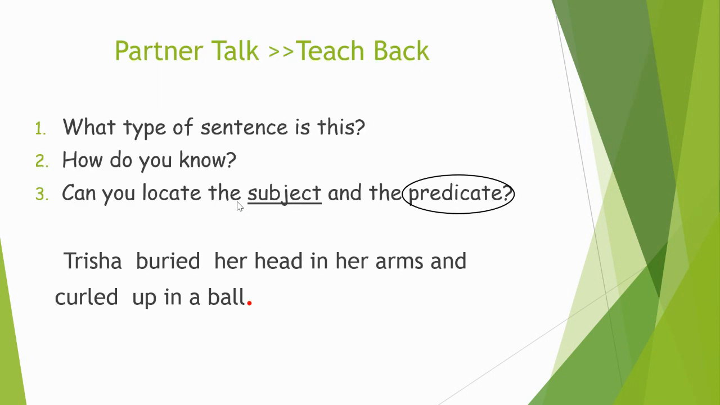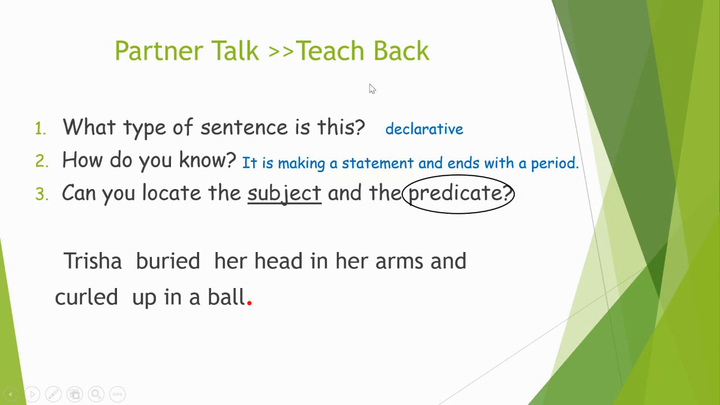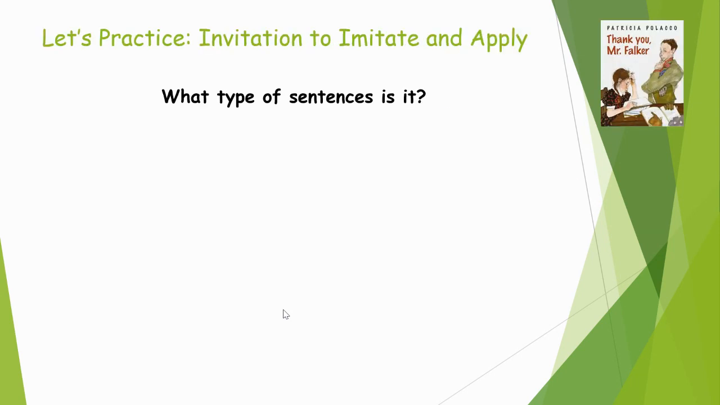So, what type of sentence is this? Trisha buried her head in her arms and curled up in a ball. Well, what do we know? We know there's a period and a subject. It's making a statement. So this would be a declarative sentence. How do I know it's a declarative sentence? Because it is making a statement, one, and it ends with a period. And the subject in this sentence, Trisha, would be my subject. What did she do? She buried and she curled.